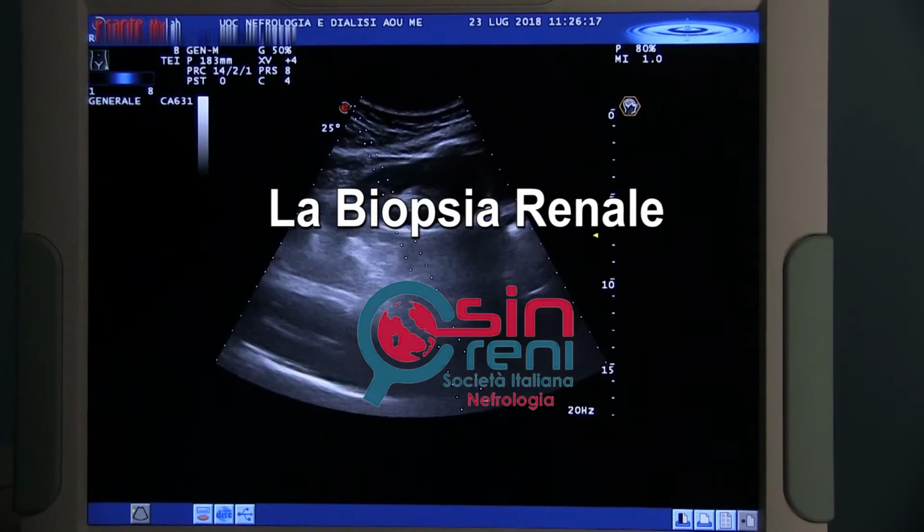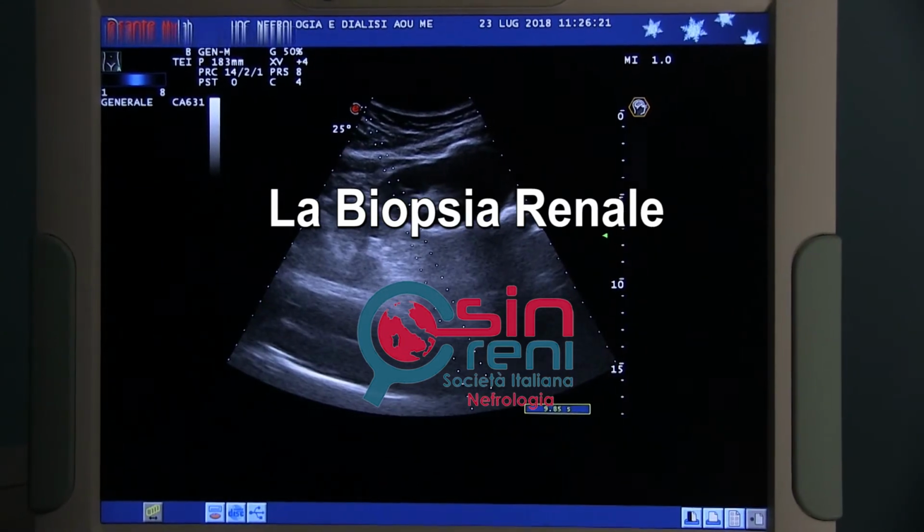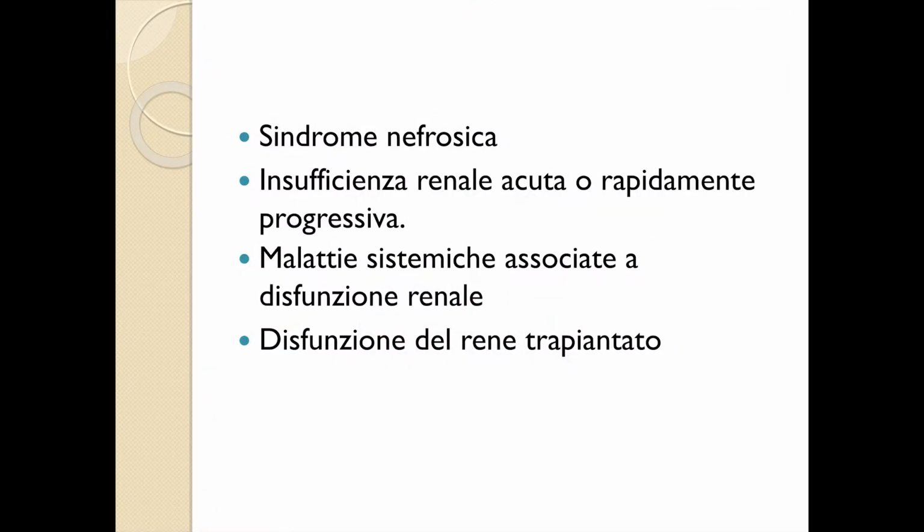Among the diagnostic tests available to the nephrologist, at the moment the most important one is still kidney biopsy. Among the most common indications that are taken into account to carry out renal biopsy, nephrotic syndrome is certainly the most common, followed by acute renal failure, renal involvement in course of systemic diseases, and finally dysfunction of transplanted kidney.